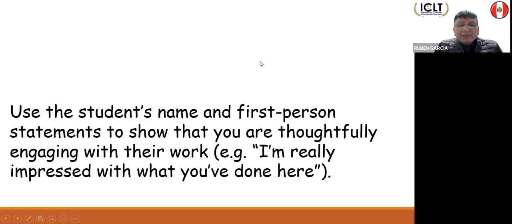Use the student's name and first person statements to show that you are thoughtfully engaging with their work. Example: I'm really impressed with what you have done here. What is important is the way you say it. I'm really impressed with the way you have done this. Oh, that's good. Oh, I'm astonished at that result. And your students will immediately turn on their cameras and smile.